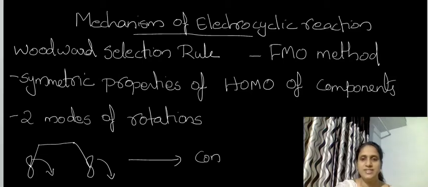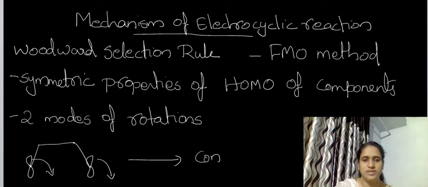Good morning, dear students. Today we are going to discuss the mechanism of electrocyclic reaction. We know that electrocyclic reaction is a type of pericyclic reaction. The mechanism of electrocyclic reaction can be explained by the Frontier molecular orbital method, that is the FMO method. The stereochemistry or feasibility of an electrocyclic reaction can be explained by the Woodward selection rule.